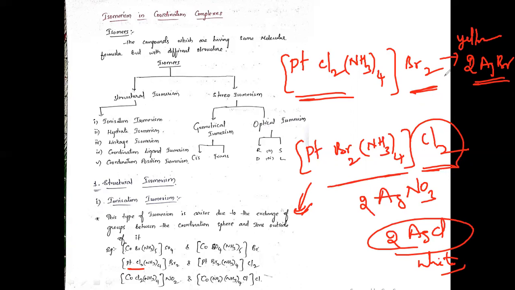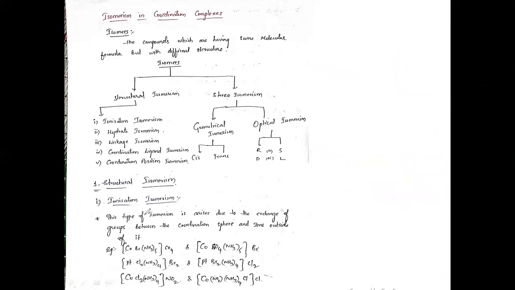So there is a change in the physical property. This is due only to the change in the ionization. Hence, such types of isomers are called ionization isomers. You can take many such examples, a lot of examples. See here.